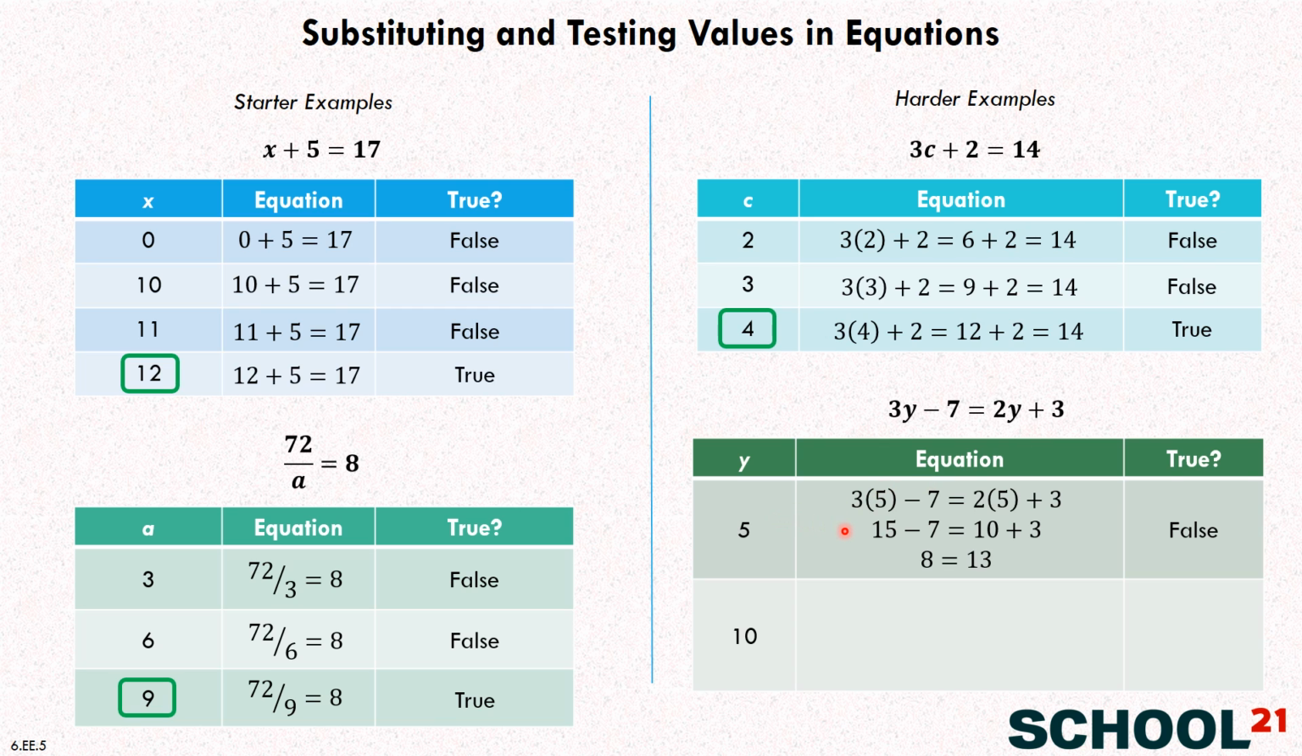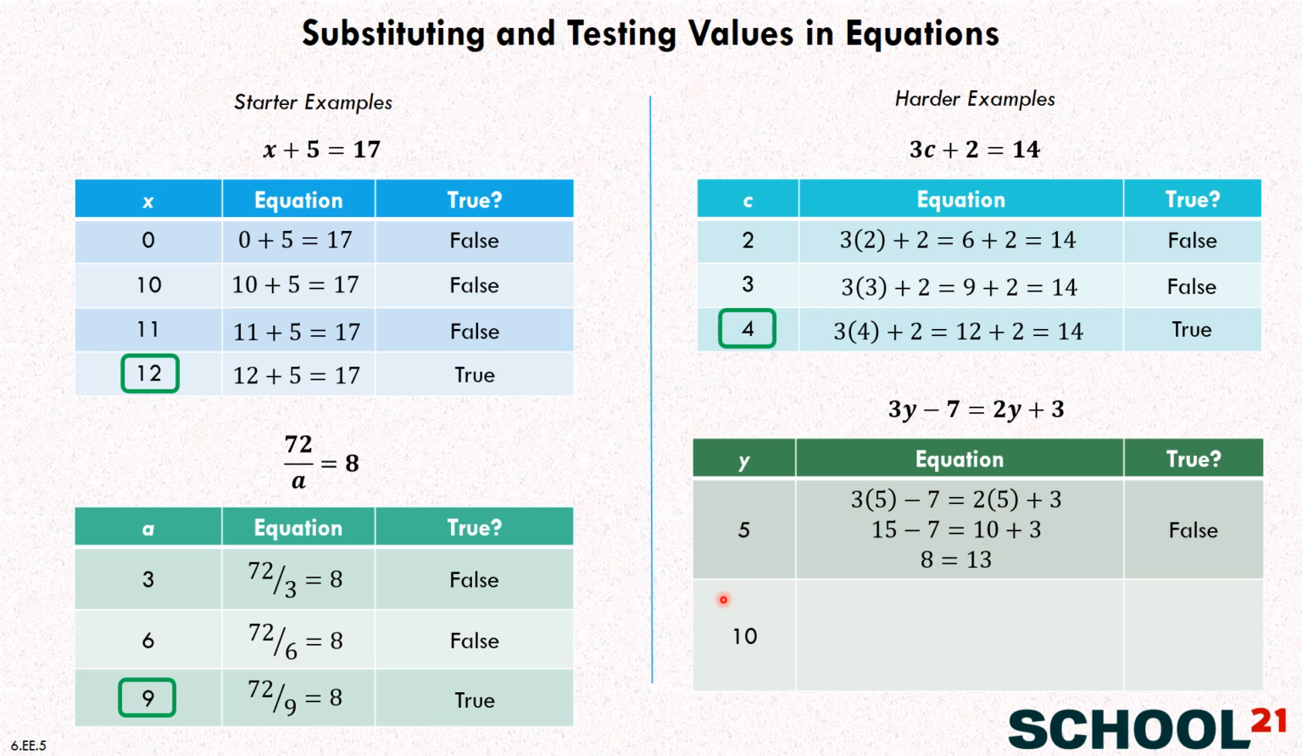Okay, now we can start just simplifying here. So 3 times 5 is 15 minus 7 on the left side, and 2 times 5 is 10 plus 3 on the right side. And then 15 minus 7 is 8, 10 plus 3 is 13, 8 equals 13. That is totally untrue. 8 does not equal 13, so we write false. Okay? Okay.